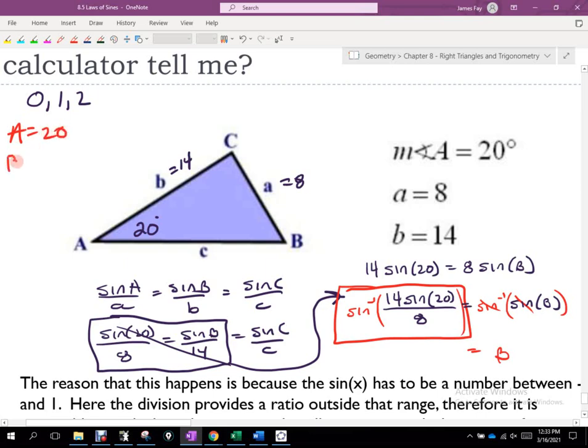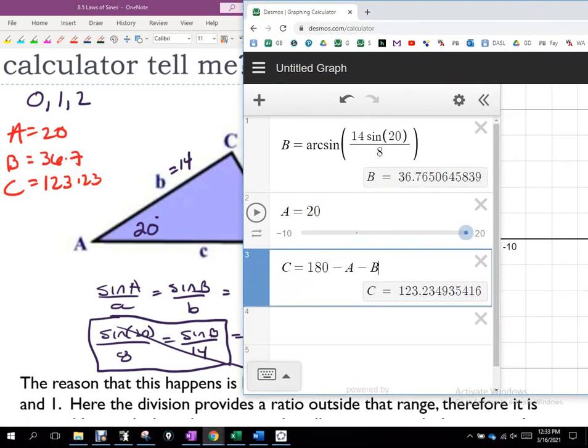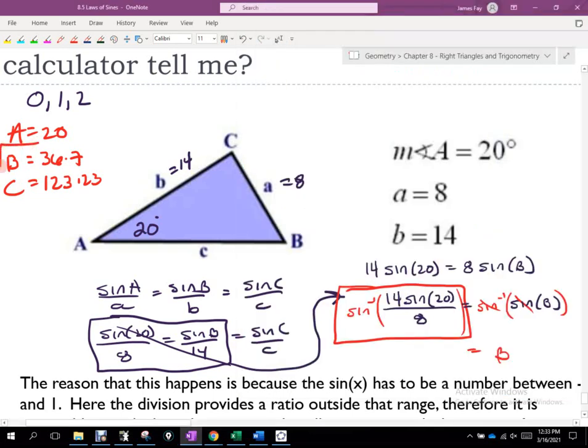Angle A is 20, B could be 36.7, and C could be 123.23. Okay, now that was solution number one, and this was the first angle that we found.